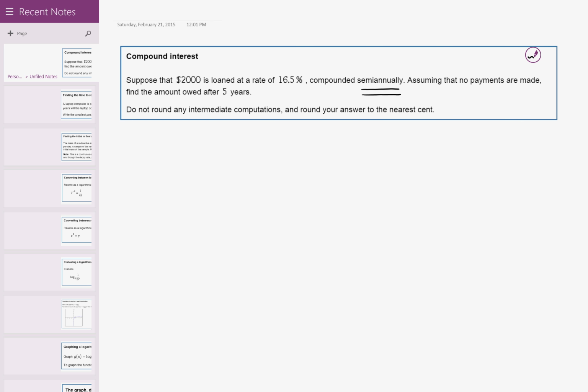For compound interest, where we compound more than annually, we have that A of t, or the amount after time t, is equal to the principal, or the initial amount, that could be A naught as well, times 1 plus the rate over the number of times compounded. So for semi-annually at 16.5% interest, I'm actually getting 8.25% every half year. And then this is n times t, or the number of times we will compound over a given time.